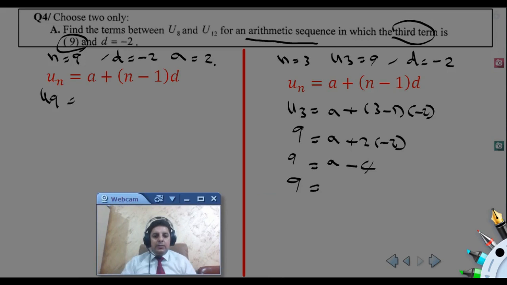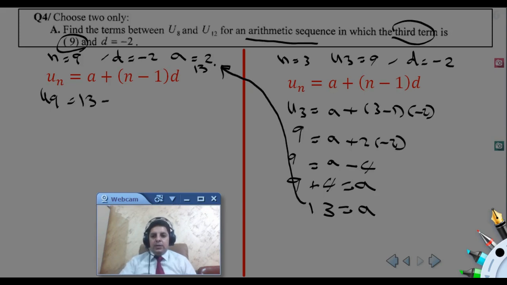Then a plus 4 equals 9, so 9 plus 4 equals 13, that is a. And replace a here: a equals 13, then U9 equals 13 plus what n? n is 9 terms, so 9 minus 1, d common difference is negative 2, same sequence.